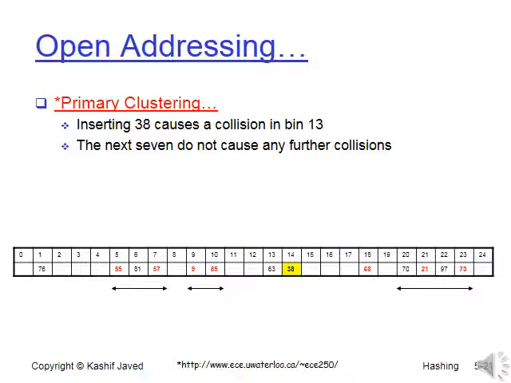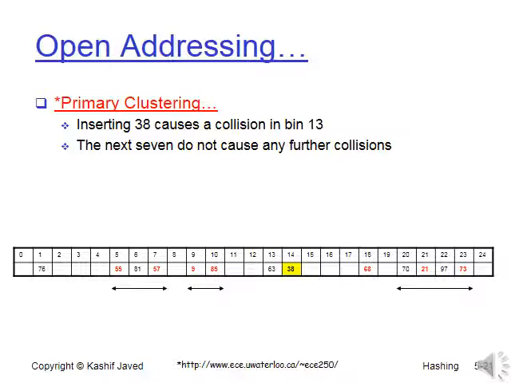85 mod 25 is 10. Therefore, we insert 85 into bin 10. 68 mod 25 is 18. 68 gets inserted into bin 18. 21 mod 25 is 21. We insert 21 into bin 21. 9 mod 25 is 9. It gets inserted into bin 9.